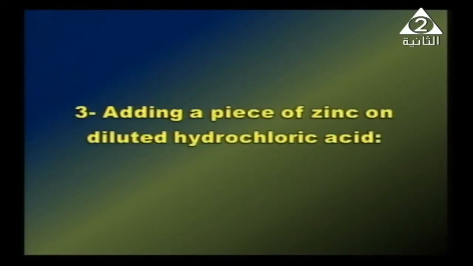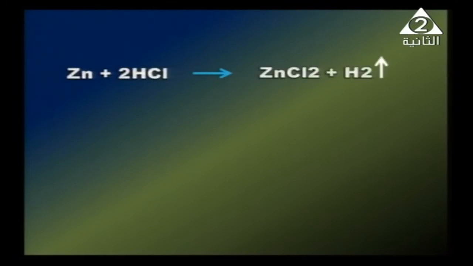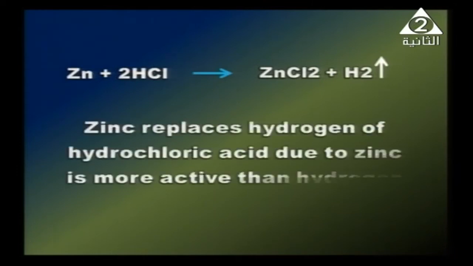Adding a piece of zinc to diluted hydrochloric acid. Zinc will substitute hydrogen, producing zinc chloride and hydrogen gas evolves.